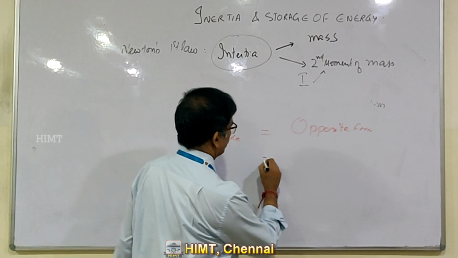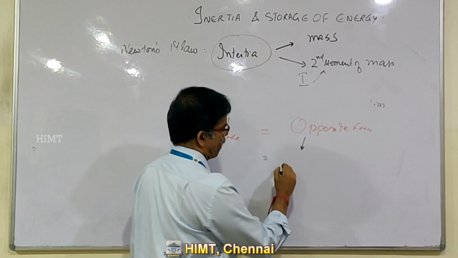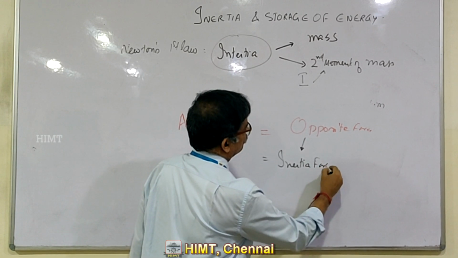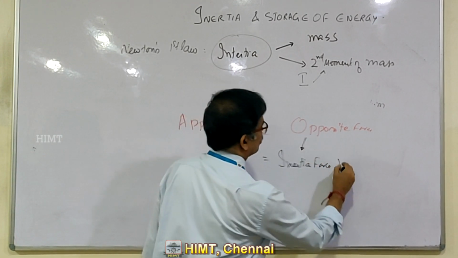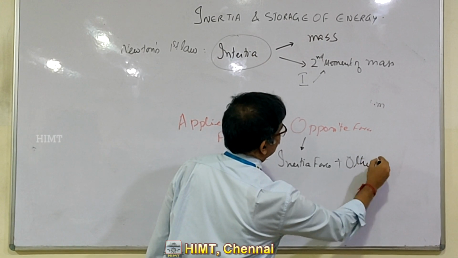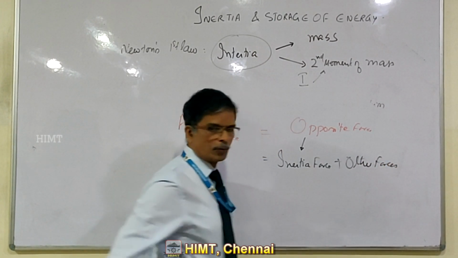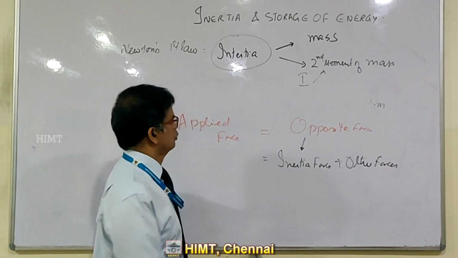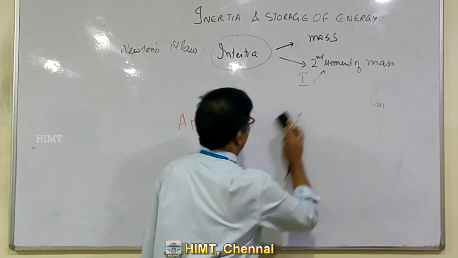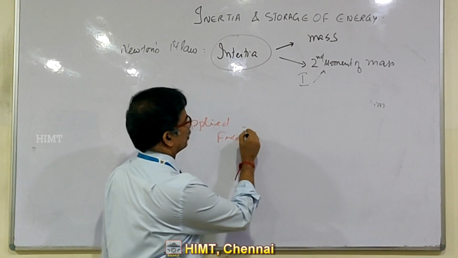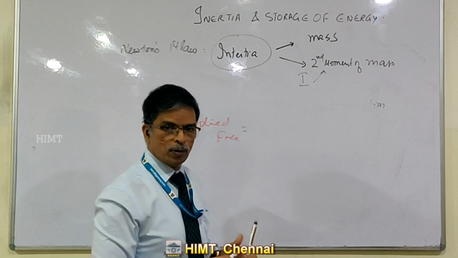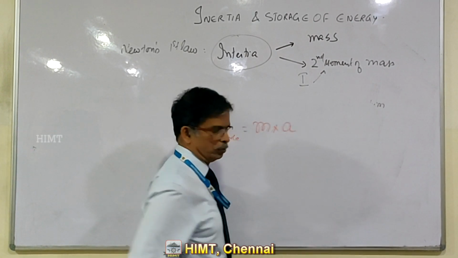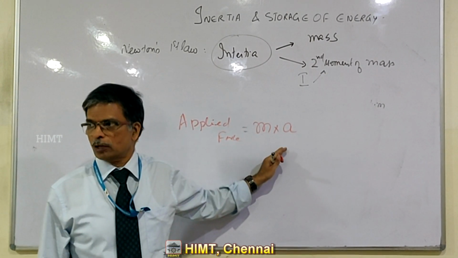So, one of the opposing forces, the inertial force, is only one part. There are other forces also. Apart from inertia force, there are other forces. What will be the other forces? How do you write the inertia force? For the inertia force alone, you will write mass into acceleration.